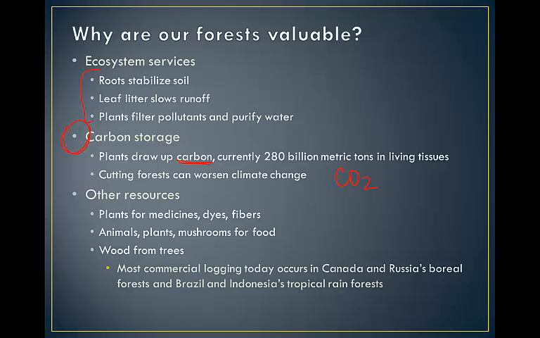Okay. And then other things that the forest provides: plants that can be used for medicines, dyes, and fibers; animals, plants, and fungi that we use for food; and what we talk about mostly in this chapter is the commercial use of the trees for wood.